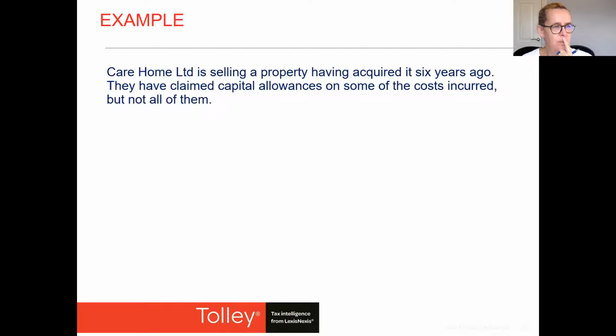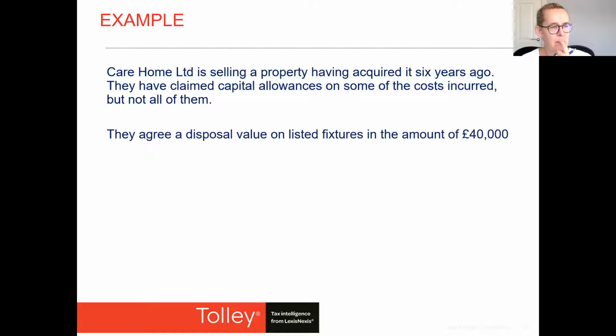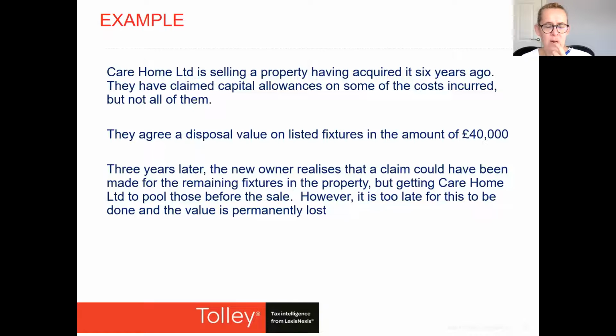And then the final example, a care home is selling a property which it acquired 6 years ago. They claim capital allowances on some of the flats, on the costs, but not all of them. They agree a disposal value on the listed fixtures in the amount of £40,000. 3 years later, the new owner realises that a claim could have been made for the remaining fixtures in the property, but he would have had to have got Care Home Limited to pull those before the sale. But after 3 years, it's too late and the value is permanently lost. So it's really, really not that straightforward.